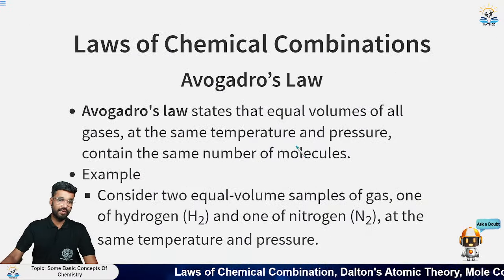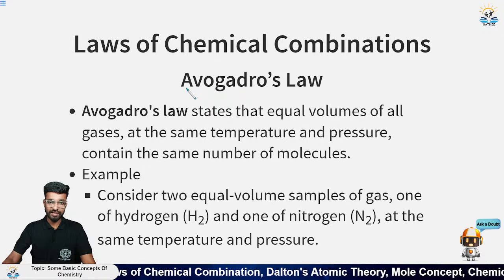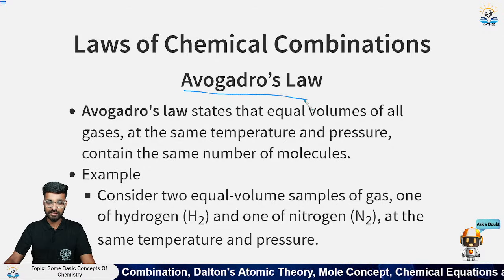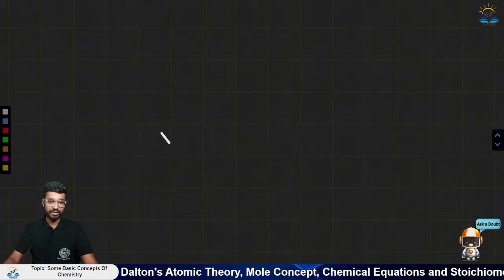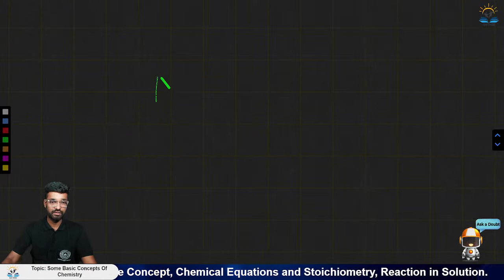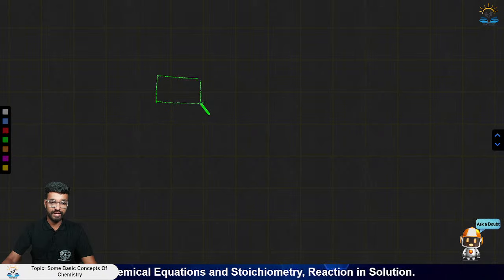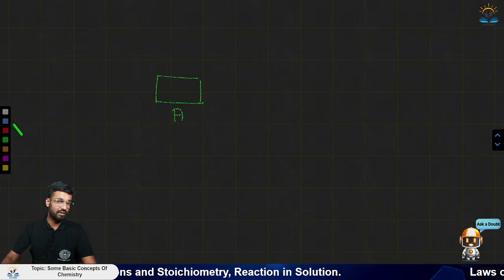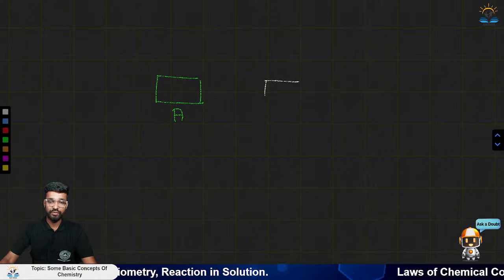The next law is Avogadro's law. This law is somewhat more important than the other laws, so it will also be used later. What does this law say? It says that suppose we are taking two volumes of two different gases. Suppose this is the first gas, we call it A. This is the second gas, we call it B.